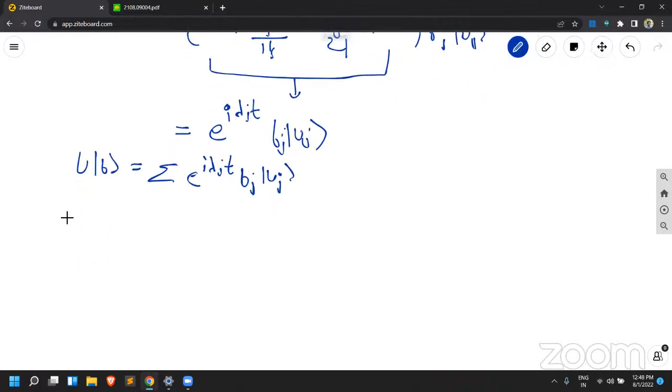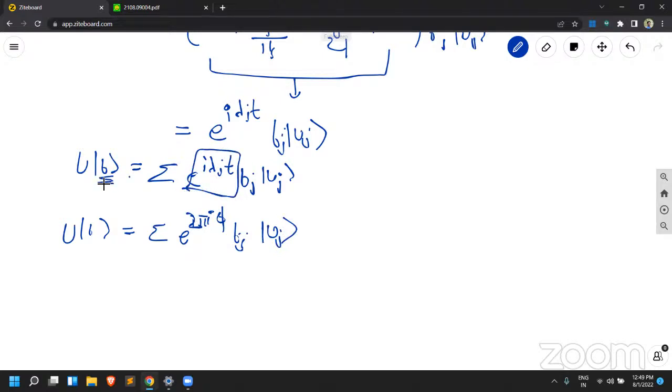Now, we had earlier defined that U, when applied to b, would give us the summation of e to the power 2 pi iota, some phase phi, times bj uj. So basically, we have over here found the phase of the eigenvalue of b. And now we are going to equate it. So e to the power 2 pi iota phi is equal to e to the power iota lambda j t. It's for the jth term, right? So we can just equate and we will get phi j as lambda j t by 2 pi.